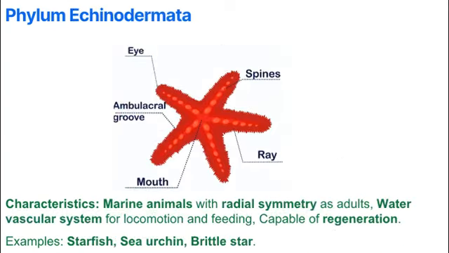Echinoderms are unique marine animals with radial symmetry as adults and a calcareous internal skeleton. They move using a water vascular system, which also aids in feeding. Some species, like the starfish, have the remarkable ability to regenerate lost body parts.